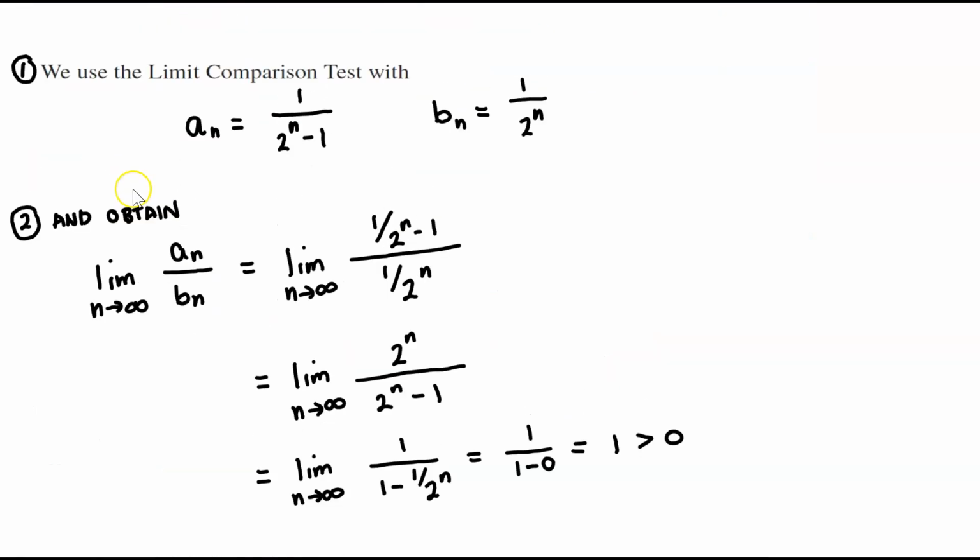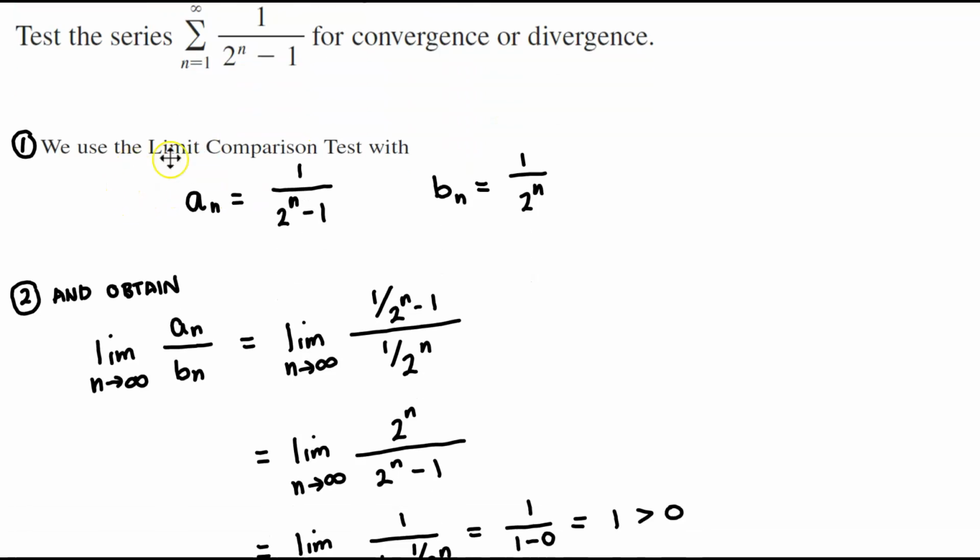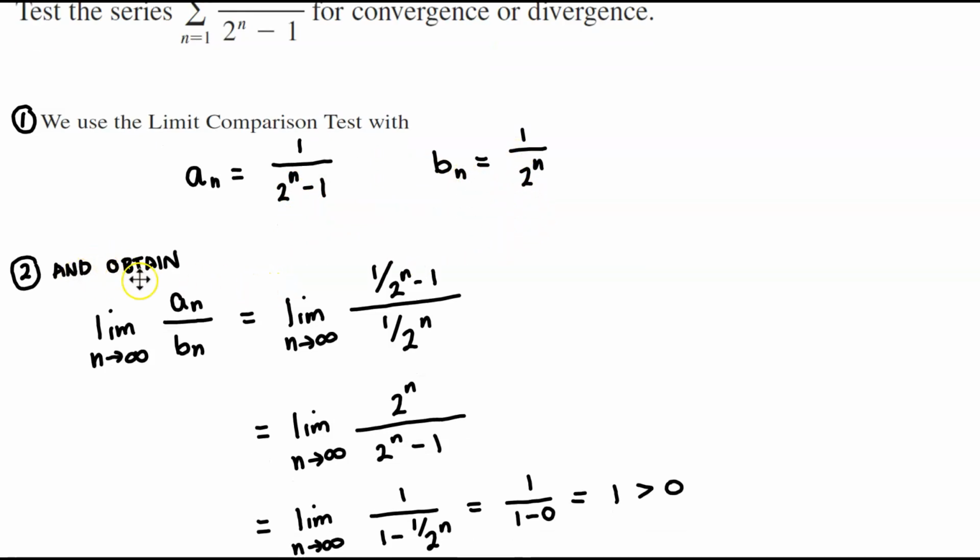Now in example number 5, we're going to use the limit comparison test to test the series of 1 over 2 to the n minus 1 for convergence or divergence. So a subscript n is going to equal 1 over 2 to the n minus 1. B subscript n is going to equal 1 over 2 to the n. And then we're going to obtain the following.